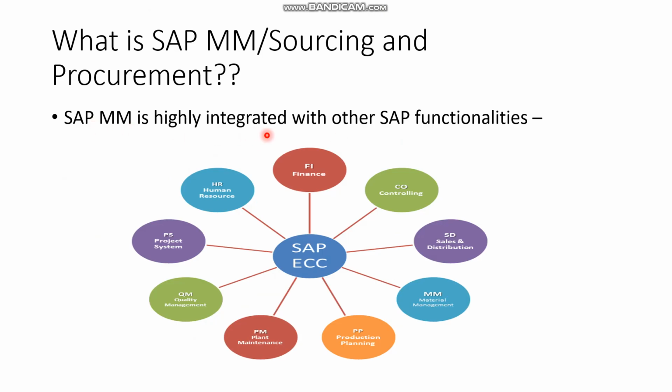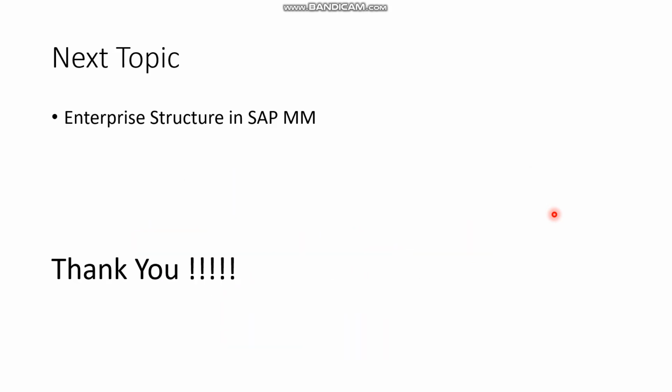The SAP MM module is highly integrated with all these modules. Mostly it is integrated with SAP SD, production planning, controlling, finance, and quality. That's why MM is the most important part of the SAP core functionalities, and it is integrated with most of the modules. Hope this video explained what SAP MM is and how you can select this module for your further career.